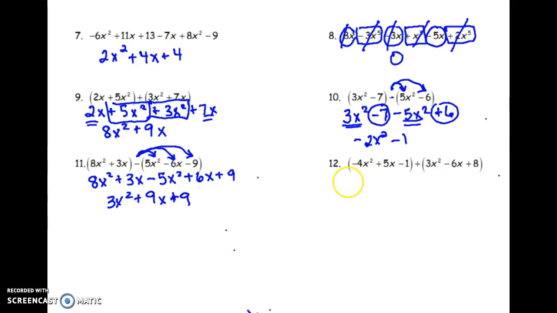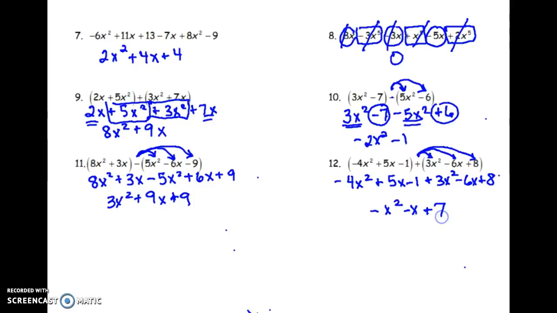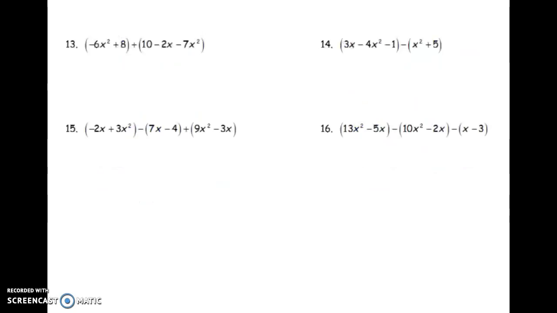Okay, number 12, I'm going to rewrite it without the parentheses, but because it's a plus, see, it doesn't change anything. Okay, it's like I'm distributing a plus 1, it doesn't do anything, but it's that negative you've got to be really careful with. So negative 4x squared plus 5x minus 1 plus 3x squared minus 6x plus 8. You're going to end up with negative x squared minus x plus 7. Okay, so pause the video here and try some more and see how you do.